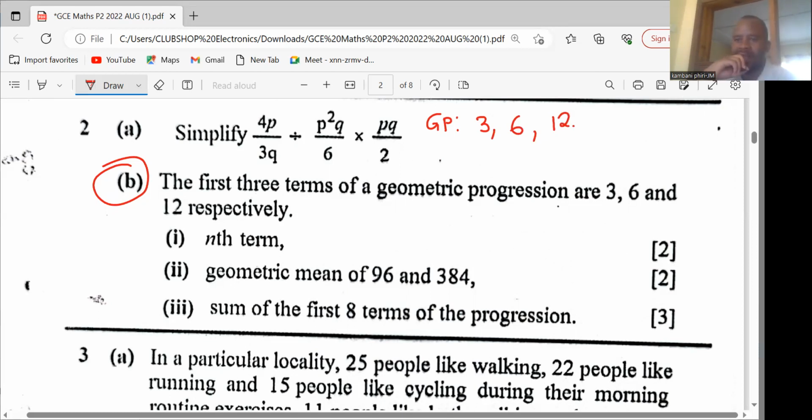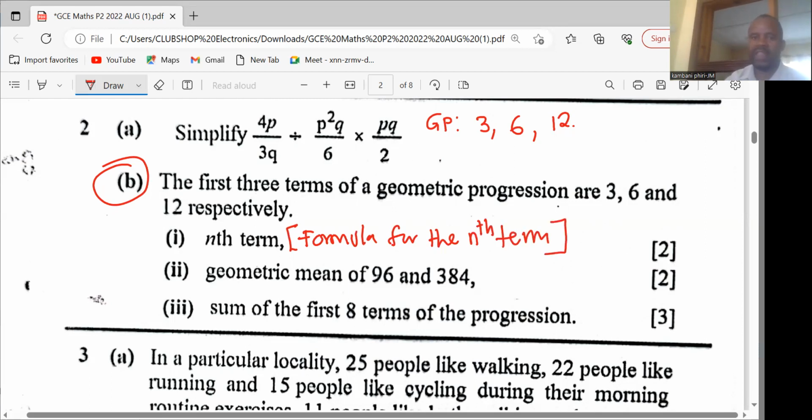Now, the first question is, find the nth term. Sometimes, if you're not careful, you wonder what they want. By nth term in this regard, they don't just want the general nth term, but they want the formula. Sometimes they'll ask you to say, find the formula for the nth term. So how do we do that?